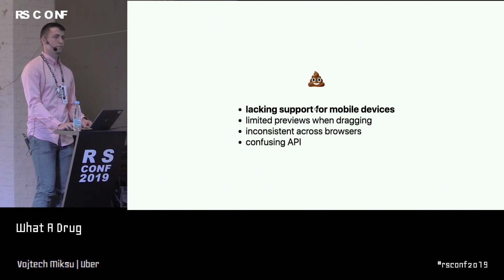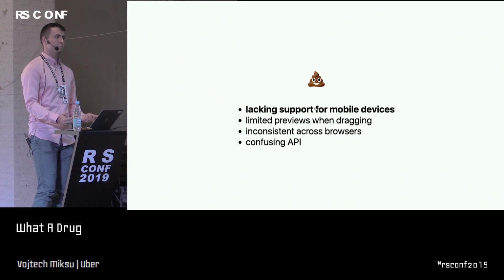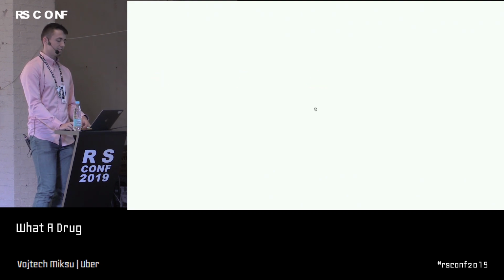And that's not the only problem. There's very bad support for mobile devices. The previews of dragged items are very, very limited. It's very inconsistent across browsers. And the overall API is super, super confusing. So you might wonder, why is this thing so bad? HTML5 isn't bad at all. Why is the specification so awful? And the answer is interesting and might surprise you.